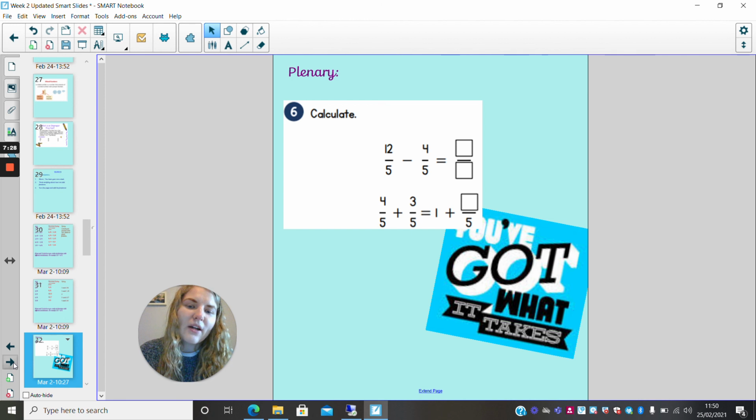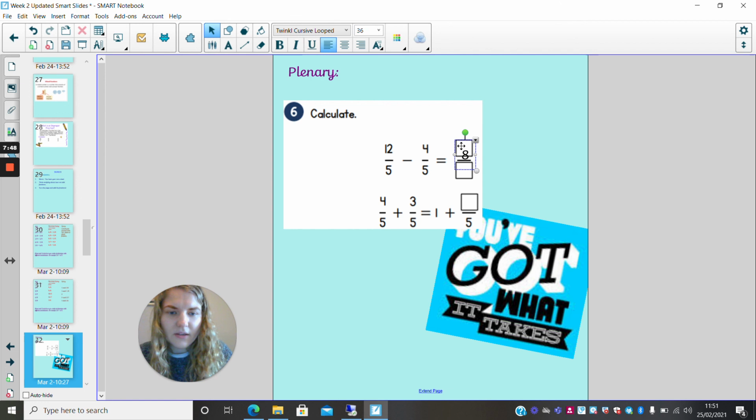Right, now let's have a look at this together. We've got 12 fifths take away 4 fifths. Okay, so pause the video and have a go at that. Okay, so 12 take away 4 is obviously going to be 8. And do you think we're going to take away those bottom numbers? No, no, no. They're going to stay the same. Lovely. Right, and then we've got 4 fifths, add on 3 fifths.